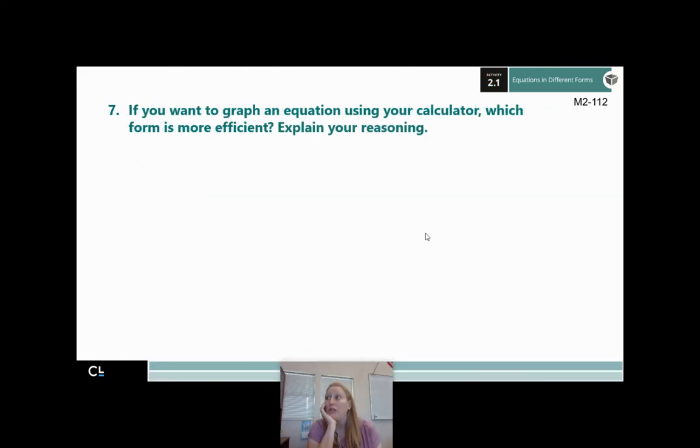So here's the other thought. If you wanted to graph an equation using a graphing calculator, think of this as when you go online to Desmos, which form would be easier to type up and put onto Desmos? Which one would work best for that? Go ahead and hit pause, jot down which forms you think would work nicely, and then hit play when you're ready to check your work.